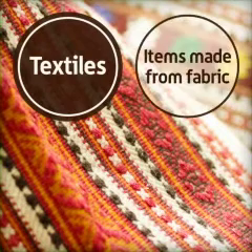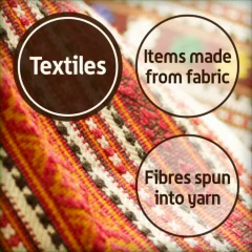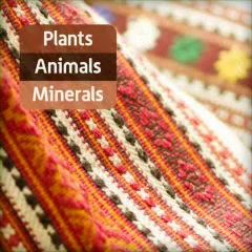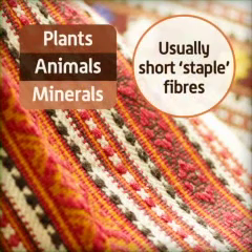Textiles are the general name given to items made from fabric. To make a fabric, fibres are spun into yarn, which is then weaved. Fibres are fine, hair-like structures which can be natural, regenerated, or synthetic. Natural fibres come from plants, animals, and minerals, and usually have short fibres called staple fibres.